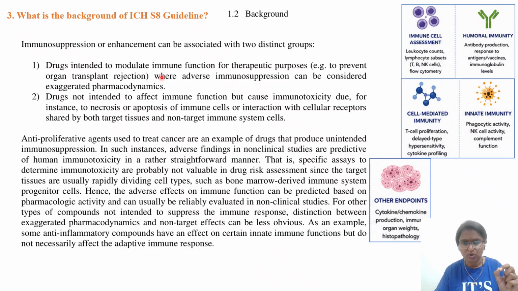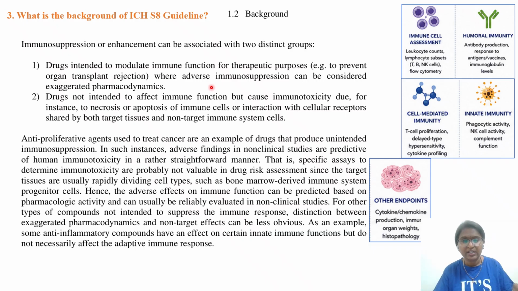Drugs which are intended to modulate immune function for therapeutic purposes. Intentionally, whatever the developing molecule, it is going to modulate and work on your immune function, immune organs, whatever. Example, to prevent organ transplant rejection. As I told you, there are immunosuppressive drugs. If a patient undergoes a liver transplant or kidney transplant, their physician will intentionally prescribe an immunosuppressant so that the newly placed transplant organ will not be rejected by your body.